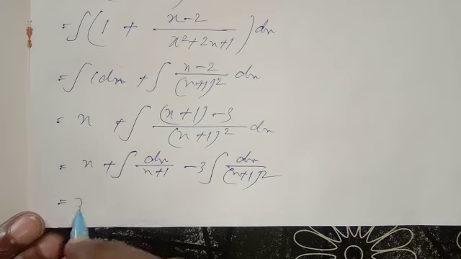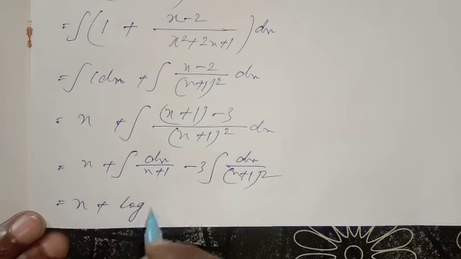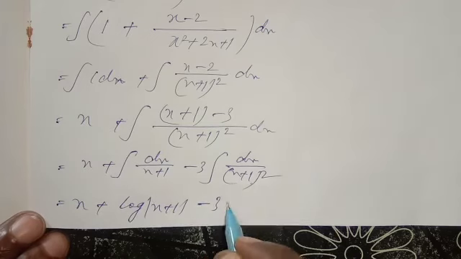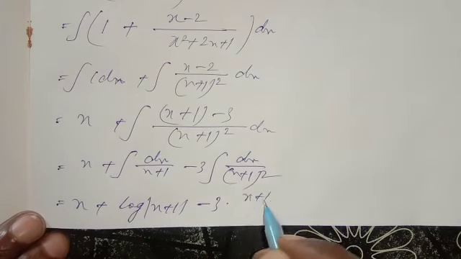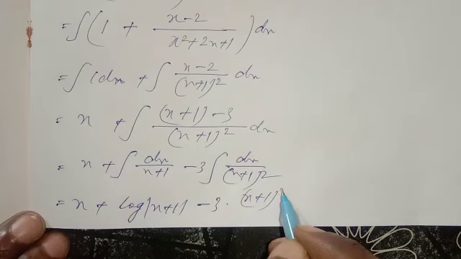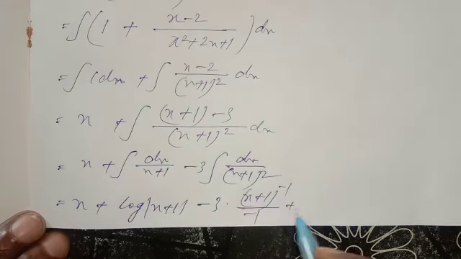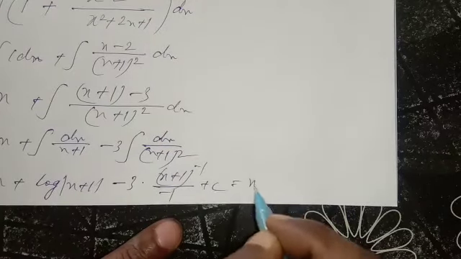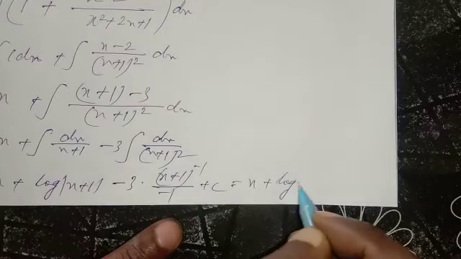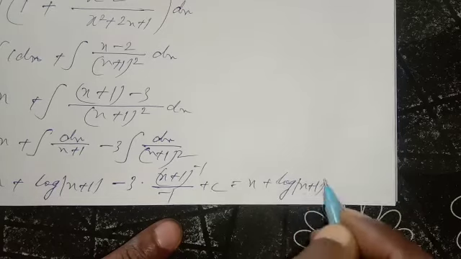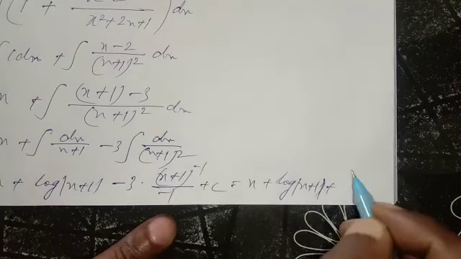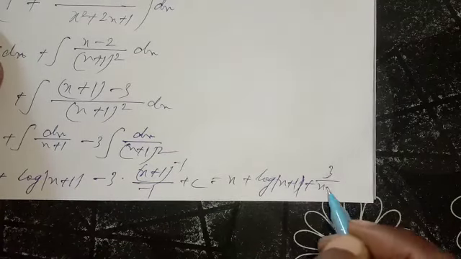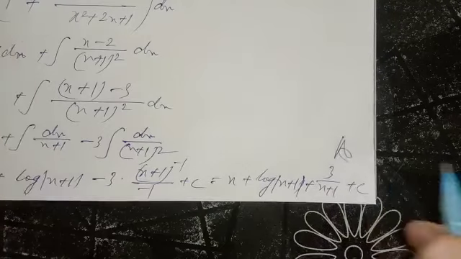Now the answer will be x, this is log of x plus 1, and this is minus 3. The integration will be (x plus 1) to the power minus 2 plus 1, that is minus 1 by minus 1, plus c. The final answer will be, I am writing here, x plus log of (x plus 1), and this will be plus 3 by (x plus 1) plus c. This is the answer of number 5.